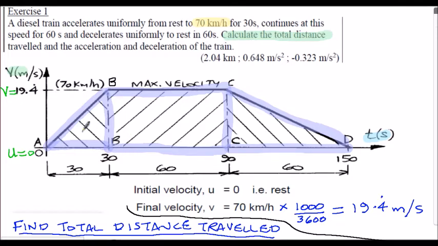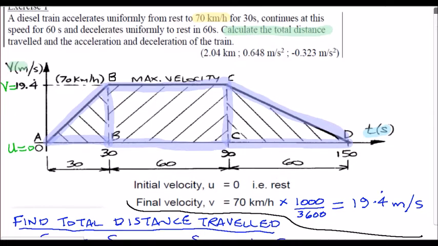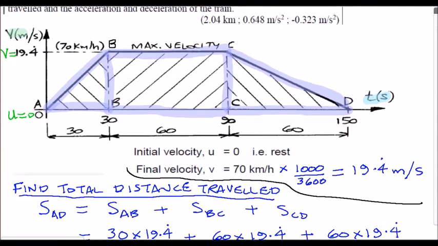So for our acceleration phase A to B, U will be 0 and the final velocity V will be 19.4 recurring meters per second. But for the deceleration phase, don't forget to get your U and your V in the correct orientation. U is always the initial velocity of a particular phase of a diagram, and V is always the final velocity. So U occurs at C and V occurs at D on the deceleration phase. So again, can I let you have a go at those two questions? First of all, find the acceleration, A to B, then find the deceleration, C to D.